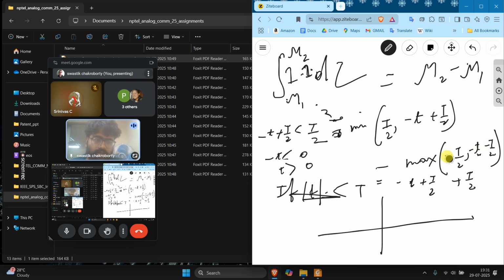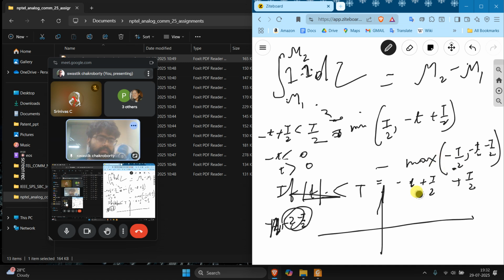And since t is positive, you are making minus t by 2 even more negative. So minus t by 2 and minus 2 minus t by 2, which is more negative? This is more negative, right? So this one will be chosen, because you are adding something negative to an already negative number, making it even smaller. So if t is positive and within t, this will be chosen.